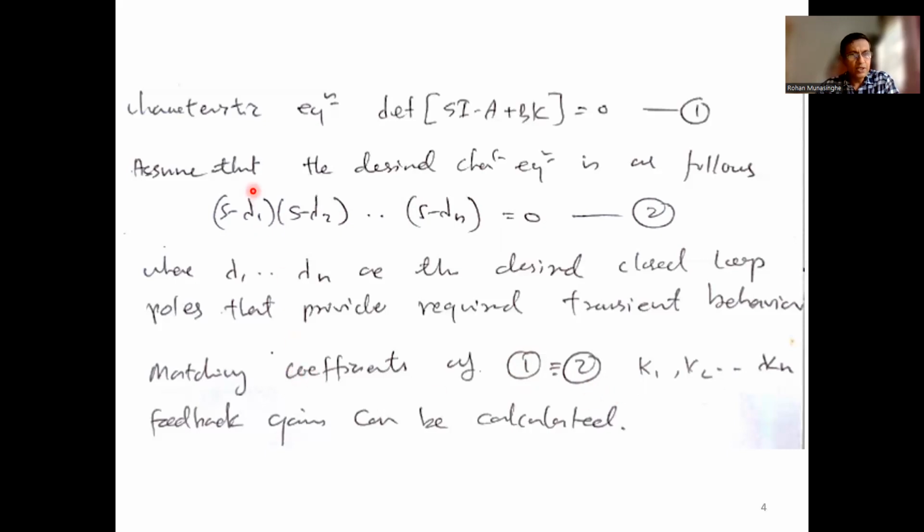So I place the poles lambda 1, lambda 2 up to lambda n at the right locations using state feedback. With this formulation, I then calculate K1, K2, K3 up to Kn. What are these values?